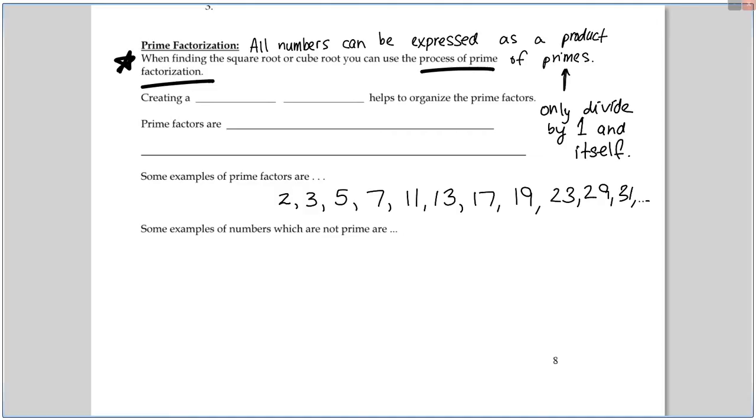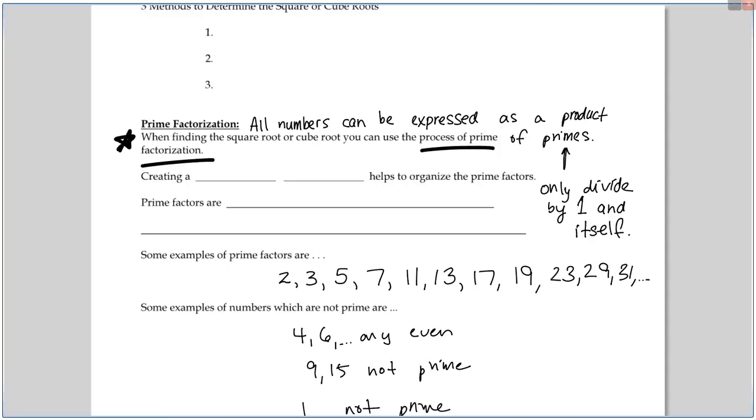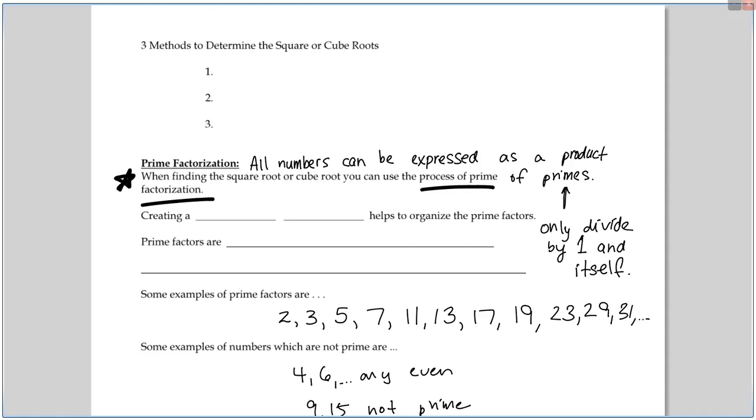Some examples of numbers which are not prime: 4, 6, basically any even, like 9, 15, not prime. 1, good, 1's not prime. Excellent. The reason 1's not prime is because 1 is special. They call it the identity. It's about uniqueness. Yeah, it doesn't really matter. There can only be one Highlander.